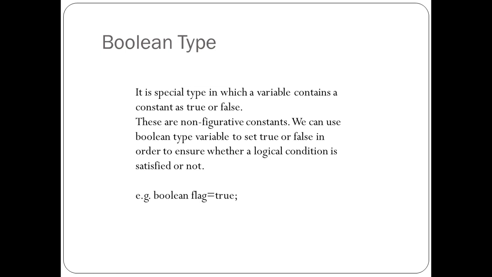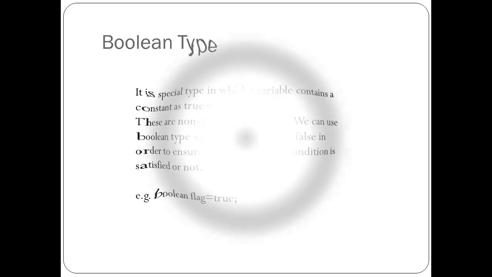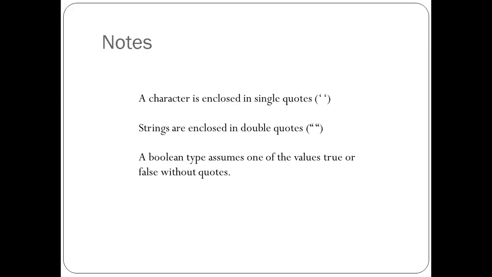Now these three points should be kept in mind. A character is always enclosed in single quotation marks, whereas a string is always enclosed in double quotation marks, and Boolean types are only for true and false, without quotation marks.